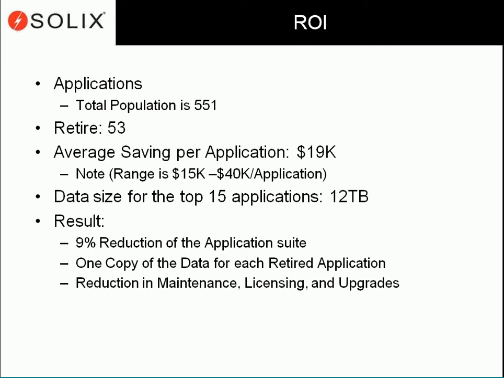But the key thing is you still need to keep the data. So just for the case of holding the data, a lot of organizations, including government agencies, just maintain these applications. And when we analyzed the applications and did the ROI analysis, we realized that the average savings for applications could be up to $19,000, but of course it depends on the type of the application and so forth, and it could be less or even up to $40,000 per application.